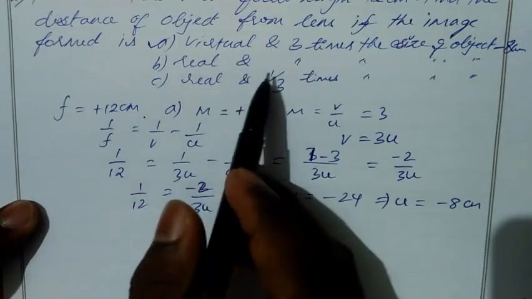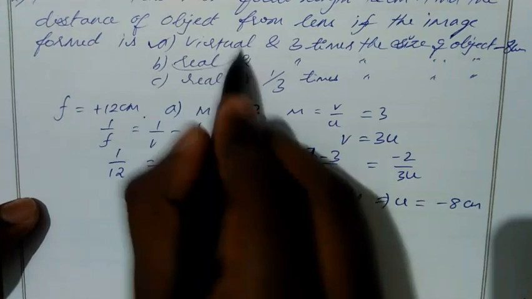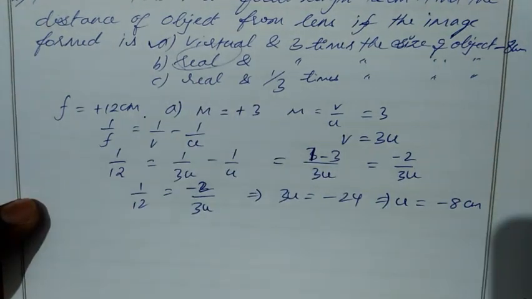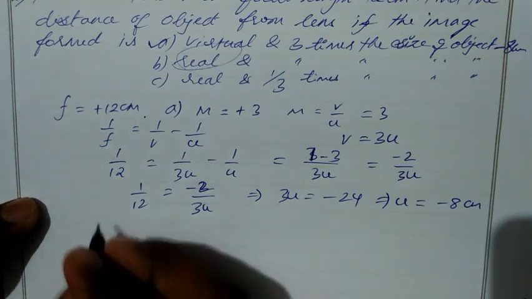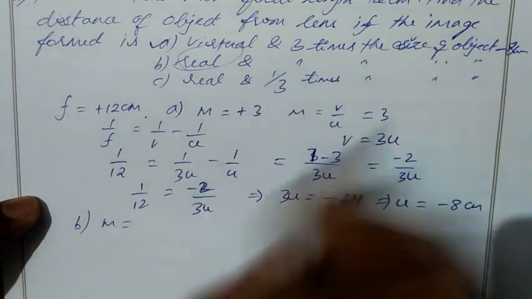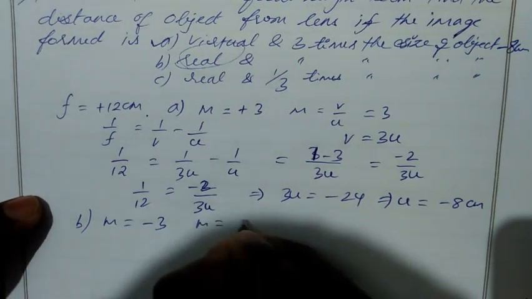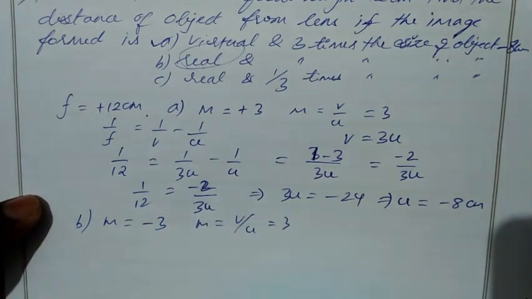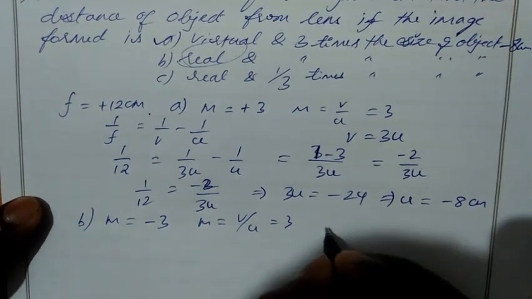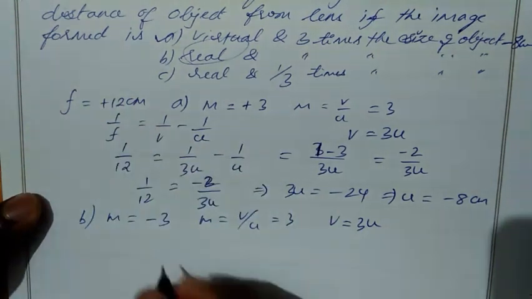Then for the second case, real and 3 times the size of object. So it is given real. When we get real and inverted, the magnification is negative, correct? So for the second case, magnification is the same 3 times, but real and inverted, so minus 3. Then write the m formula, m equal to v by u equal to 3. Find the value of v from this equation, v equal to 3u, and substitute in the formula.